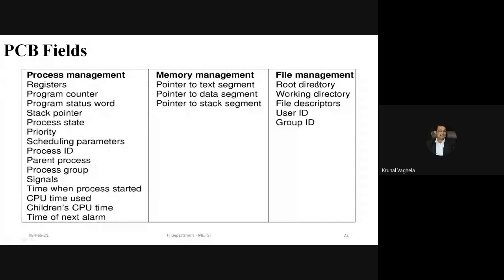Data means variables, the data, and the stack of the process. File management related: root directory. What is the root directory of the process? Working directory, file descriptor. All this we will see when we see files, user ID, group ID. So the moral of the story is there are n number of things that the operating system needs to remember about the process, because when the process comes next time, the operating system needs to remember them to run the process.